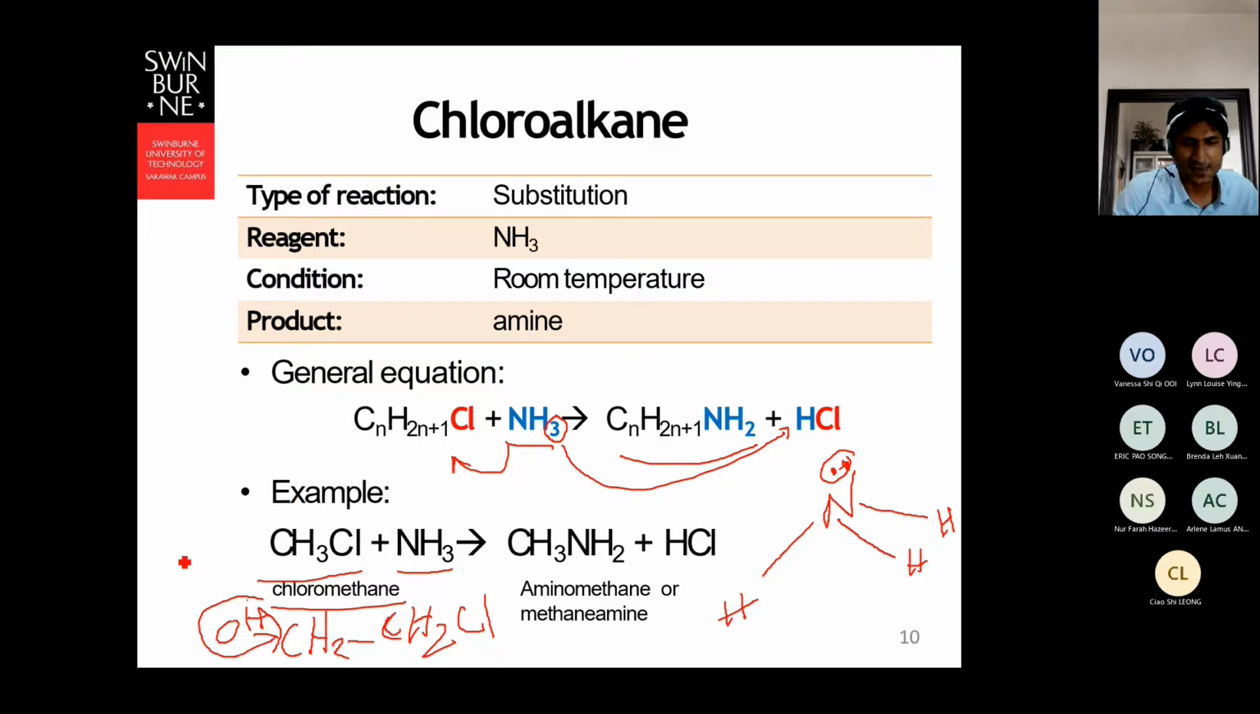So that's what I'm saying: if nothing else is attached to the main hydrocarbon, and only chlorine is attached to this hydrocarbon, then the reaction will always be like this. All right, always like this reaction.